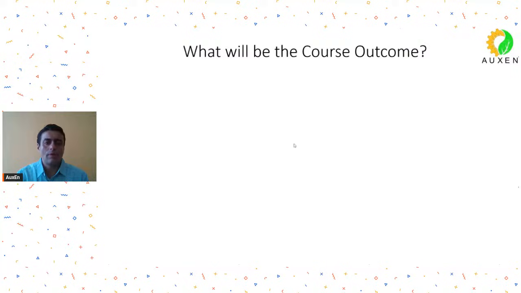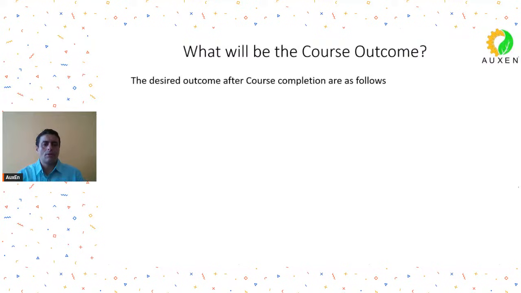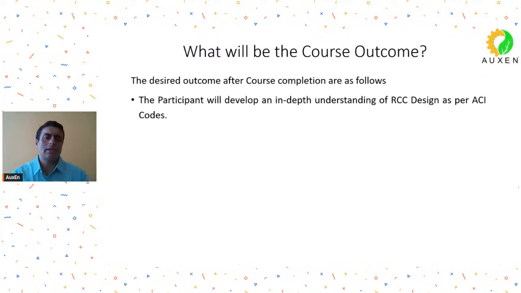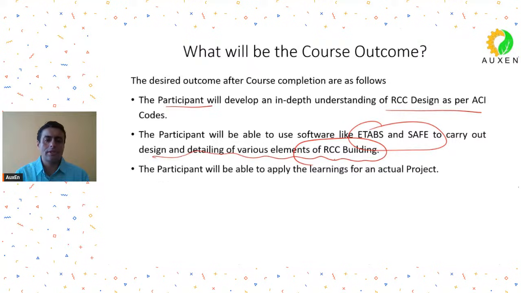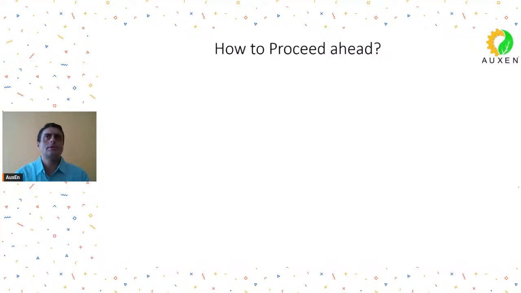Now what do we intend to achieve? What shall be the course outcome? After the course, the desired outcome is that the participant will develop an in-depth understanding of RCC design as per the ACI codes. The participant will be able to use software like ETABS and SAFE to carry out the design and detailing of various elements of RCC building using ACI codes, obviously. And the participant will be able to apply the learnings for an actual project. So these are the things we want to achieve during the course.